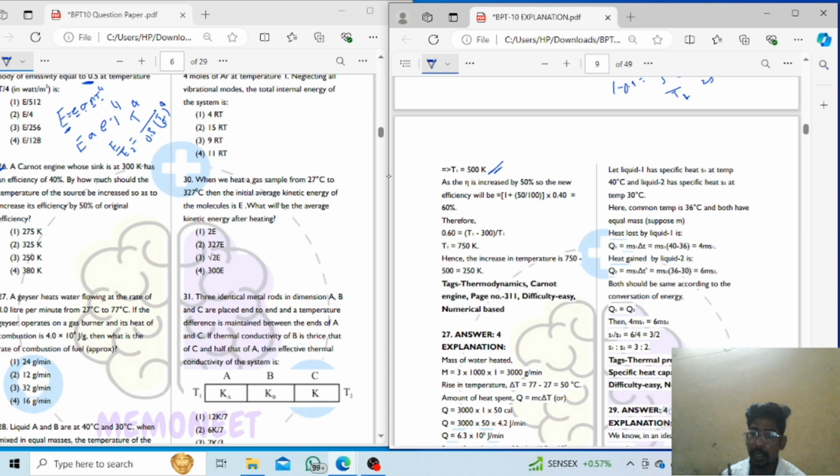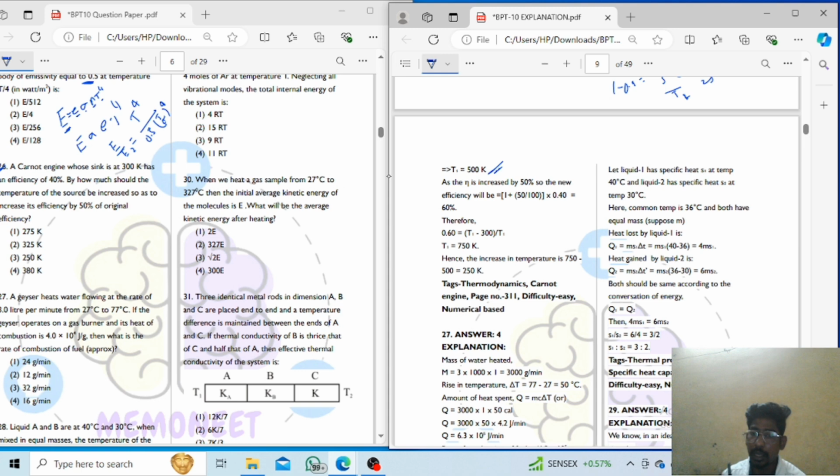Heat is given by the formula mcΔT. So ΔT here is 4, ΔT here is 6. Equal masses means m will cancel out, and C you have to calculate. So C is proportional to 1 by ΔT. Therefore C1 by C2 equals ΔT2 by ΔT1, which is 6 by 4, so it becomes 3:2. Therefore option number 1 is the correct option here. Simple.